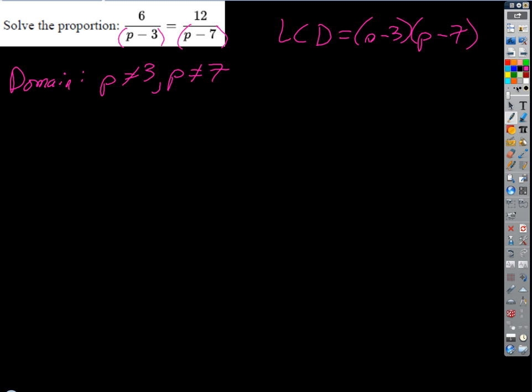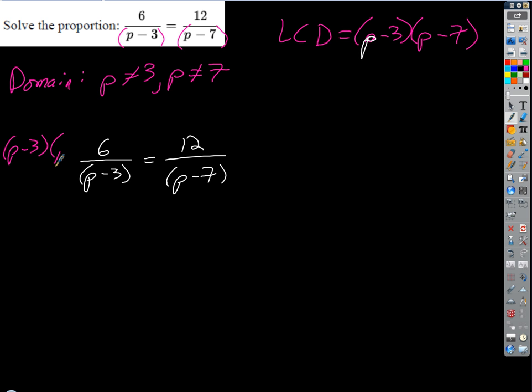All right, so now we'll do the same thing we did before. We're going to multiply both sides by our least common denominator. So we end up with 6 over P minus 3 equals 12 over P minus 7. We'll multiply both sides through by this. Okay, when we do that, what happens? We get some cancellation, right? Over here, the P minus 3 cancels. Over here, the P minus 7 cancels.